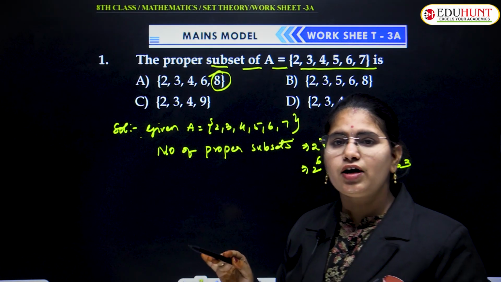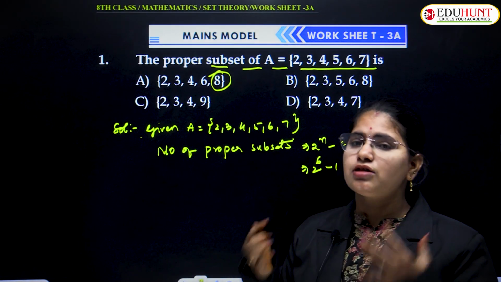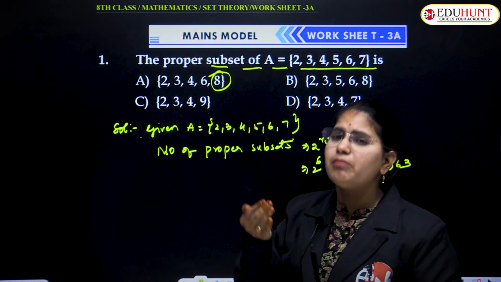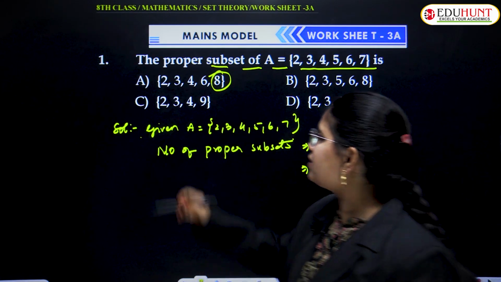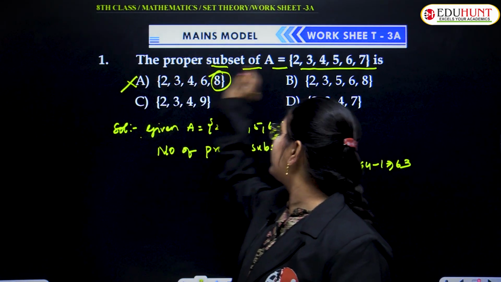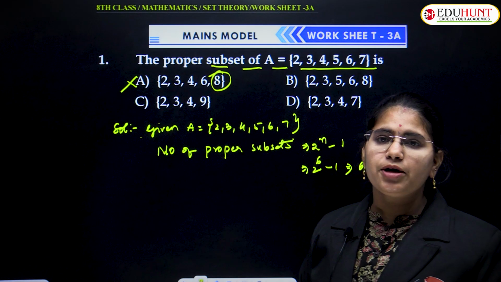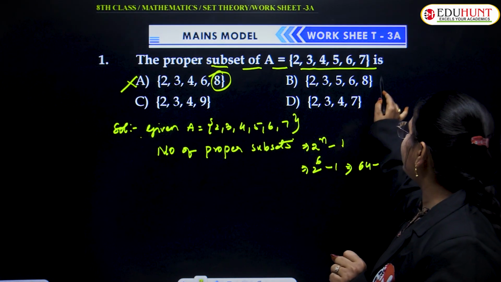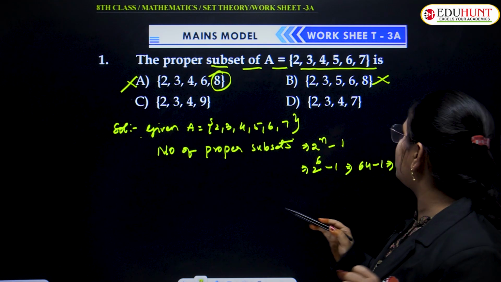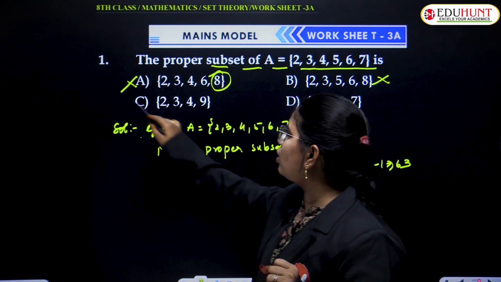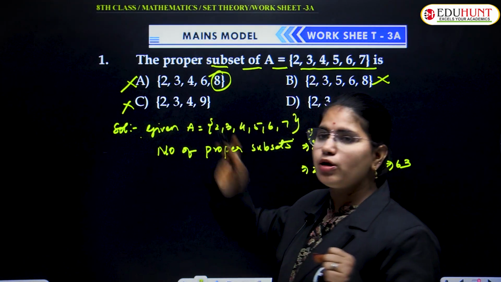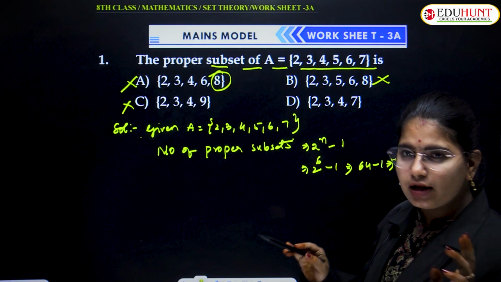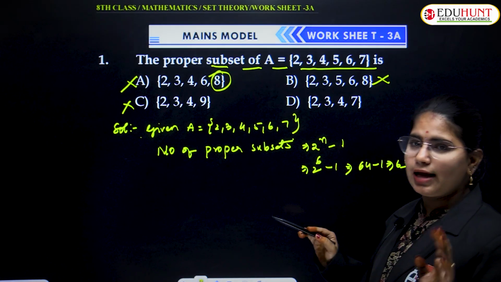For a subset, all the elements you are taking should be in the main set. Here 8 is not in the main set, so this will not be a proper subset. Next one: 2, 3, again 8 is there, so this is not the answer. Here 9 is not in the main set, so this option is also deleted. Correct. Next we get to the last option.